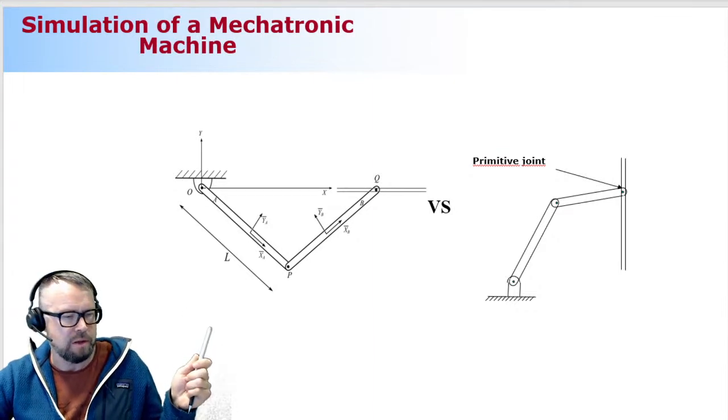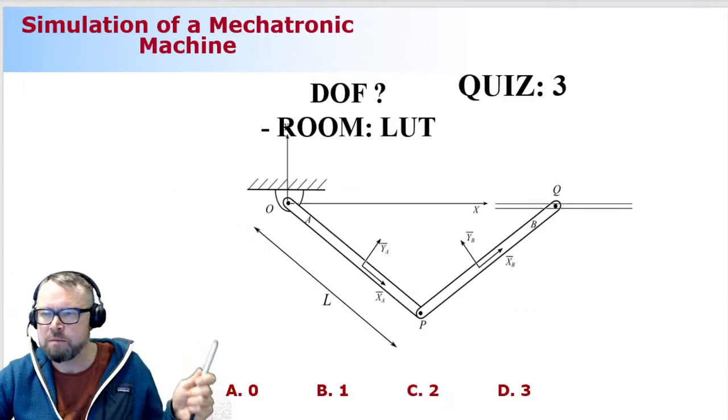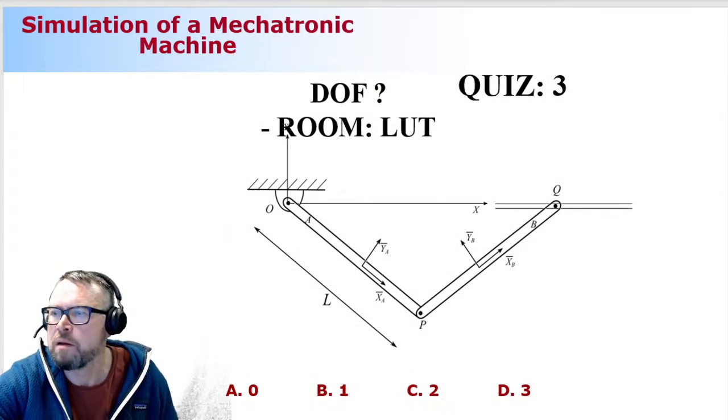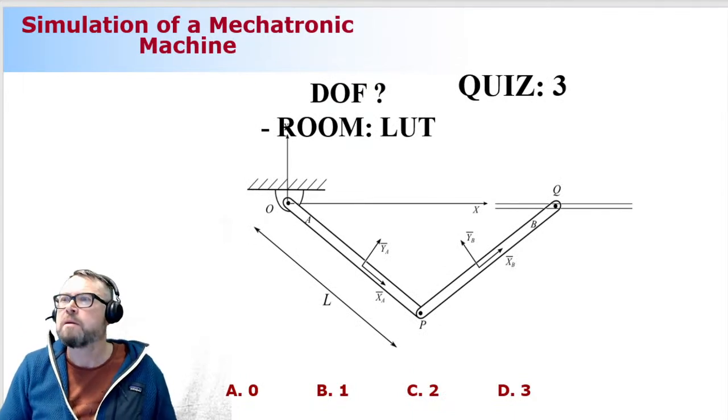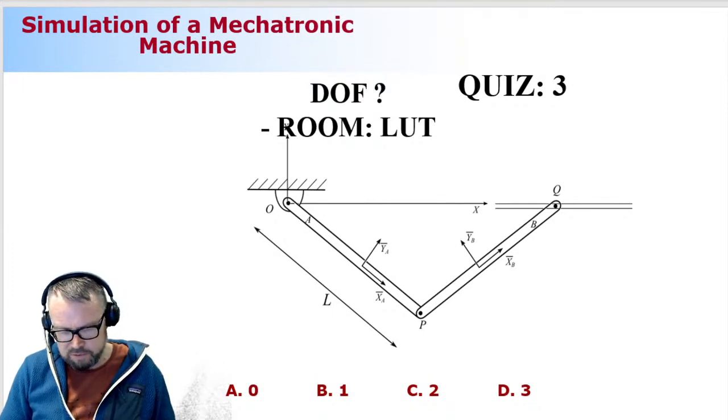Options are, again, 0 degrees of freedom, 1 degree of freedom, 2 degrees of freedom, 3 degrees of freedom.